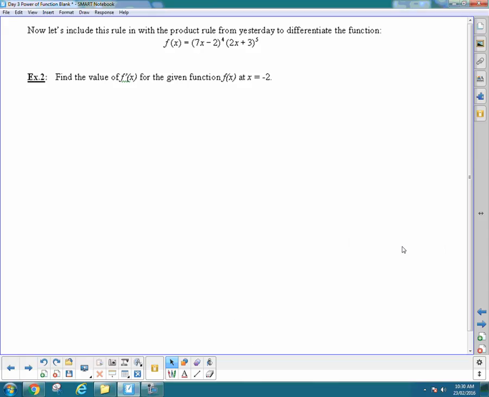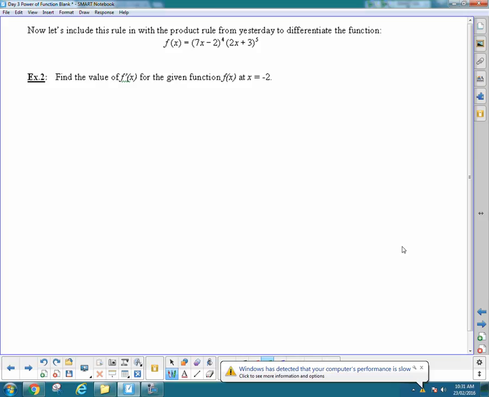Okay, so in example 2, what we're going to do is combine all the rules for the last couple of days all into one pretty big question. So you see that what I have here is a function that is actually the product of two functions. So we're going to use the product rule combined with today's rule to be able to do this. So the question says find the value of f prime at x for the given function at x equals -2. So we're going to look at the whole function and try and analyze it.